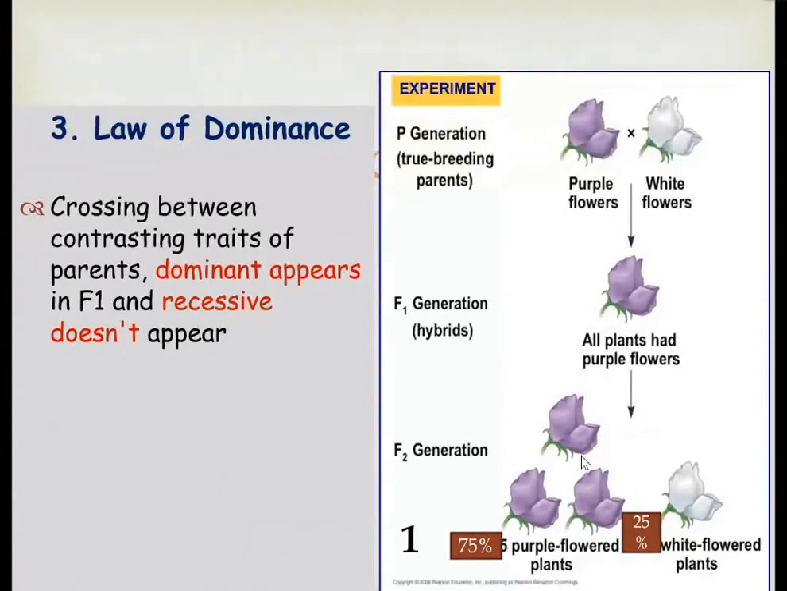So we have already finished the 3 different laws of Mendel: the law of dominance, the law of independent assortment, and the law of segregation, which we have already learned about.